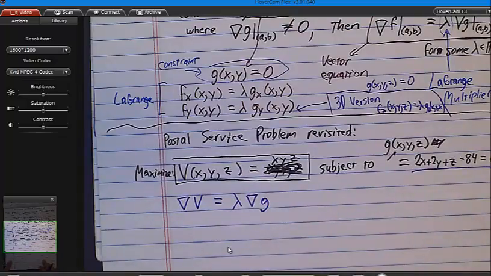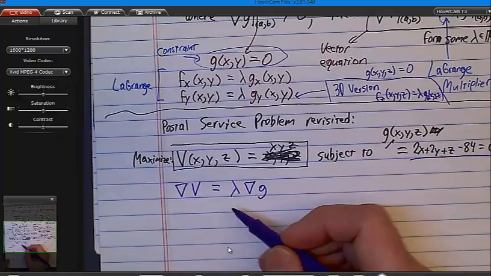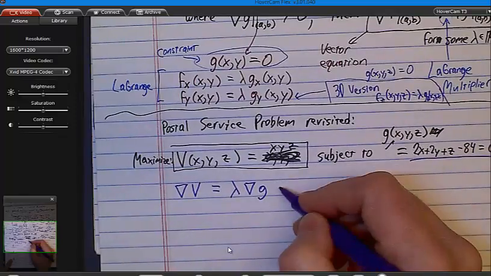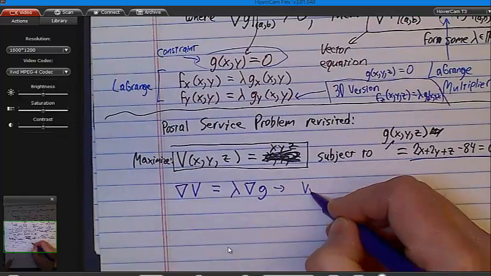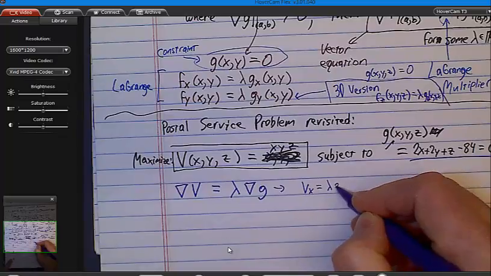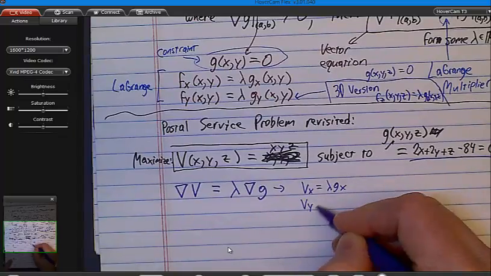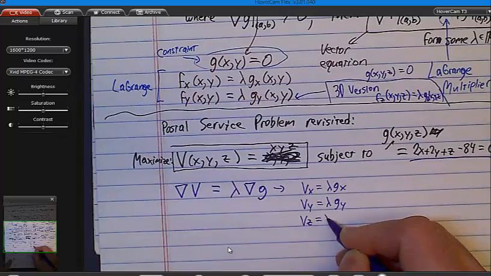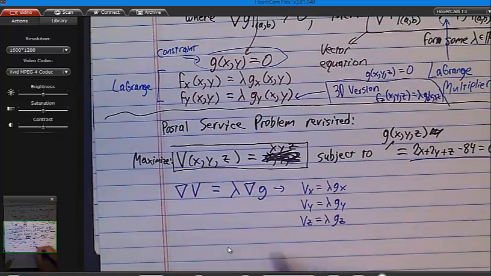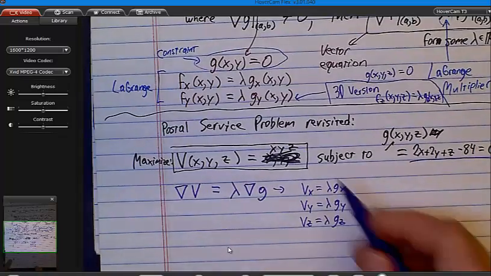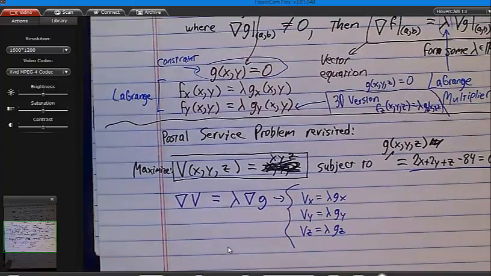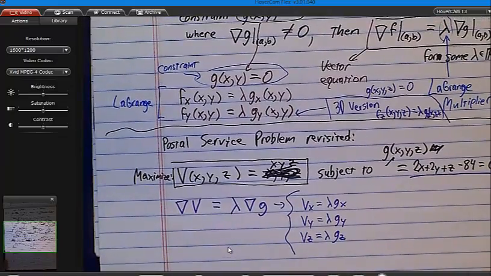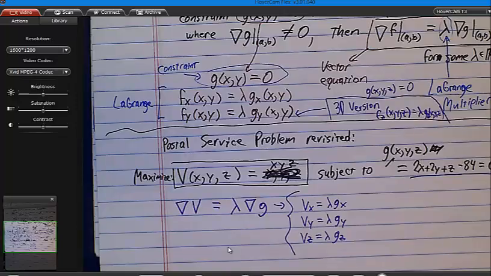Okay? So again, that's really 3 equations in one. That's really vx equals lambda gx, vy equals lambda gy, and vz equals lambda gz. That's really what's going on here. Right? When you write a vector equation, you're writing lots of equations at once. So here I go. Let me turn that first one into an equation.